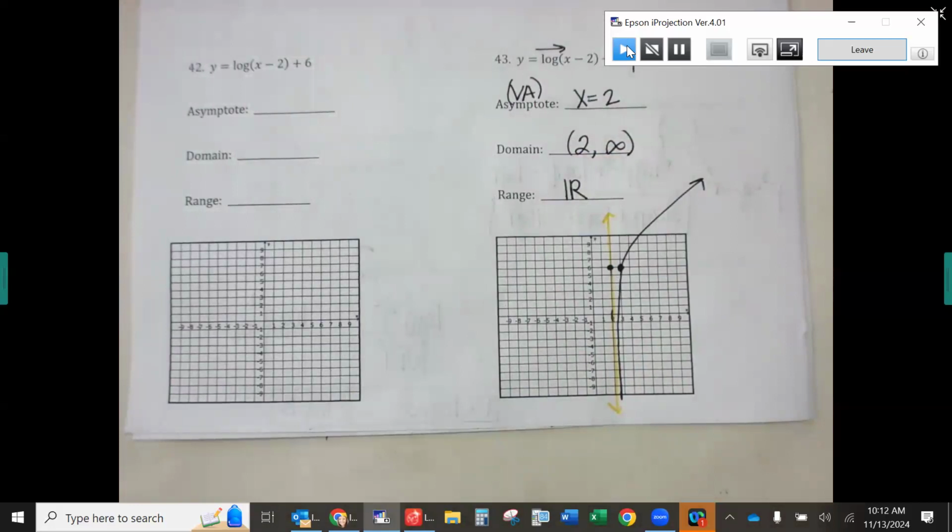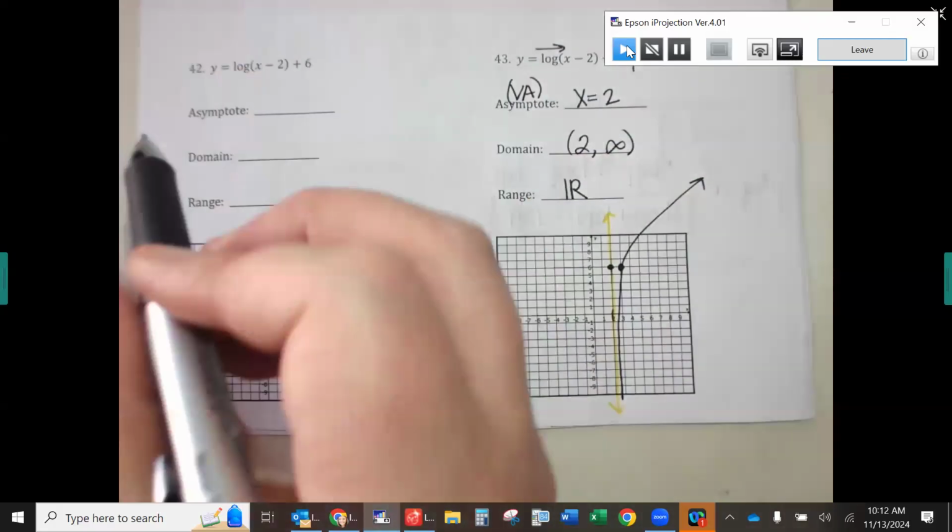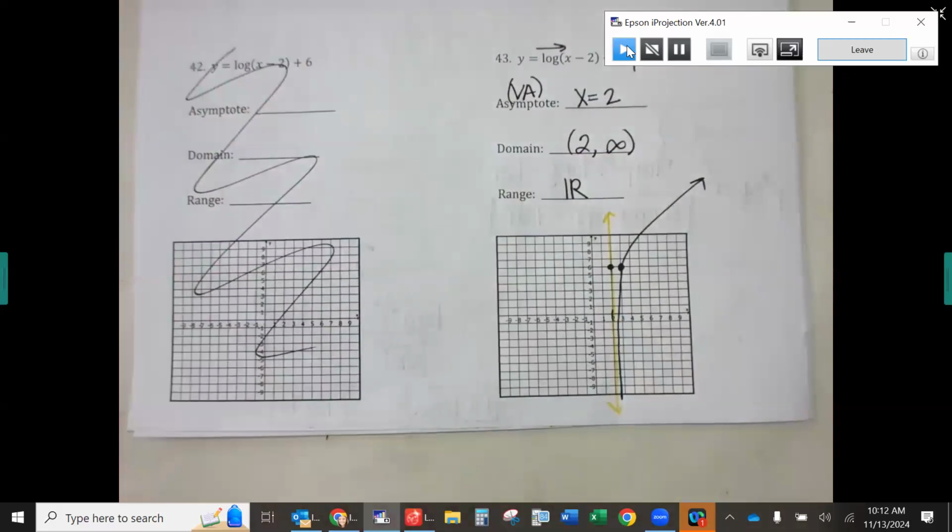Now, take a look at 42. You notice anything? Your girl forgot to change the question. It's the exact same thing. So you can just cross it out. It's literally the same question.